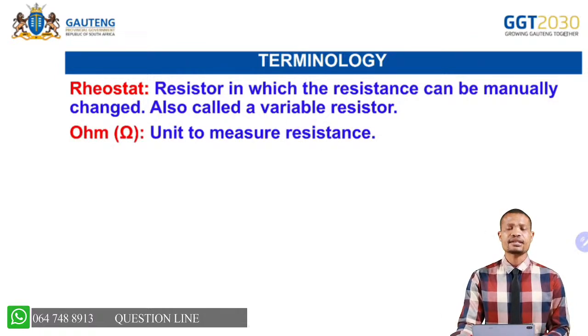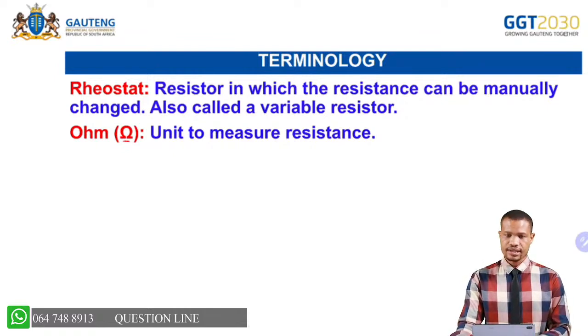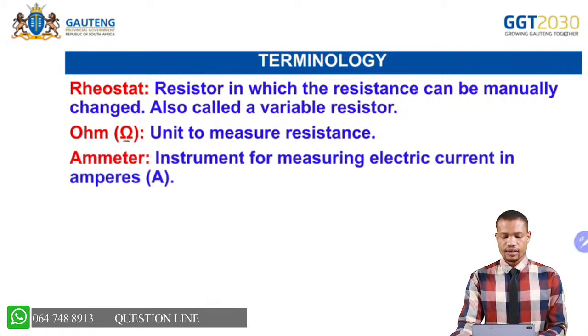We've also done this in our baseline. An ohm is the unit of measurement for resistance. We use the symbol omega. It's a Greek symbol called omega, right? It's a symbol for resistance. Okay, an ammeter. An ammeter is an instrument that we use to measure current in amperes. It's an instrument for measuring electric current in amperes.